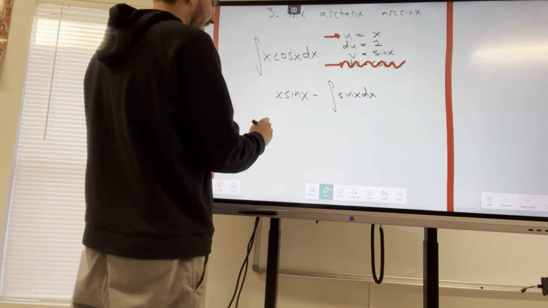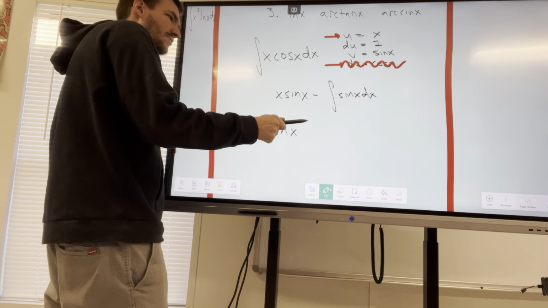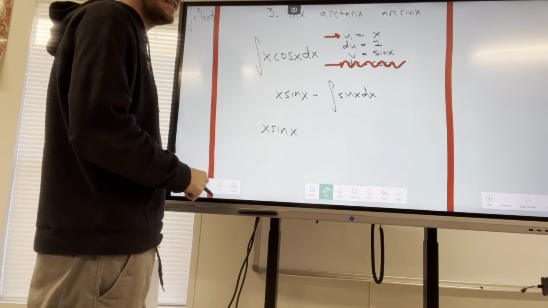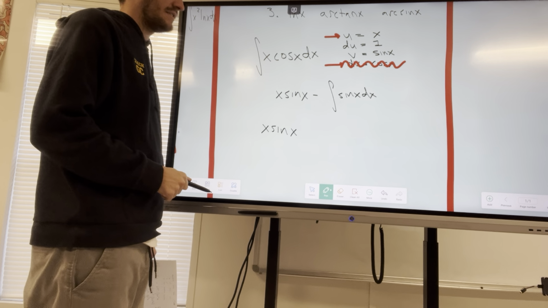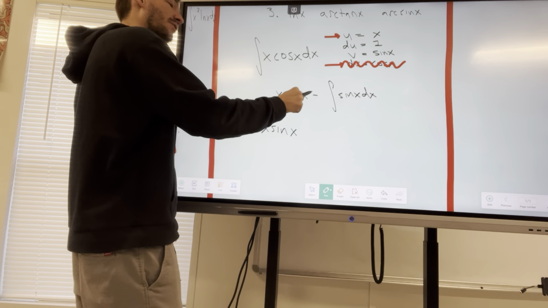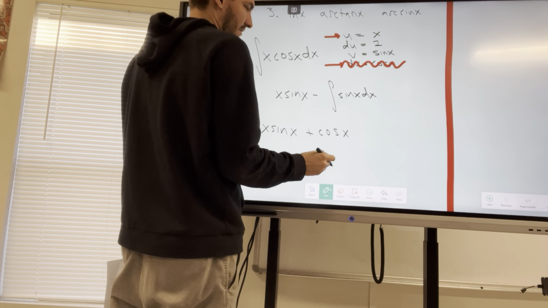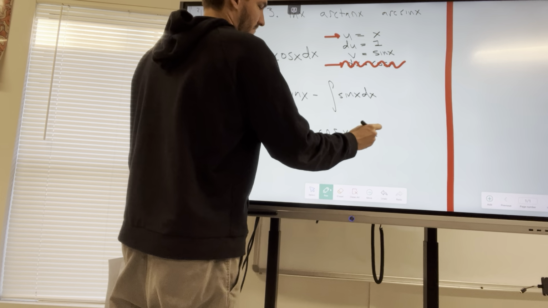So I've got x sine x, the integral of sine. What's the integral of sine? Nice job, negative cosine. We already have this negative, so I'm gonna put plus cosine plus c.